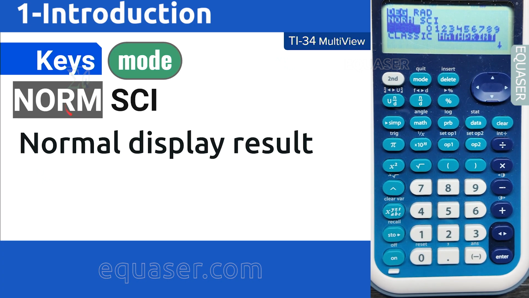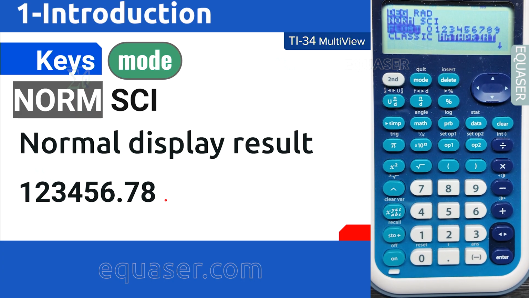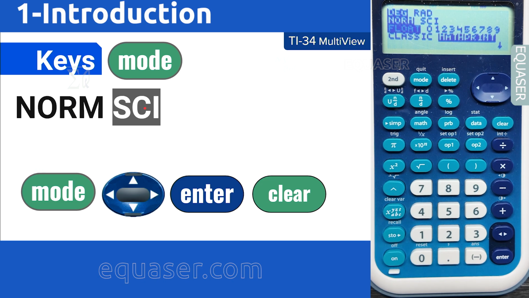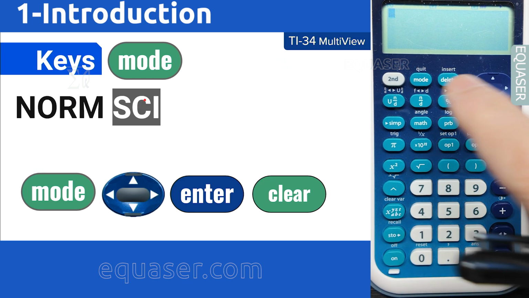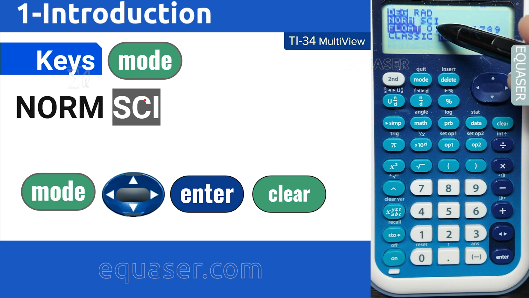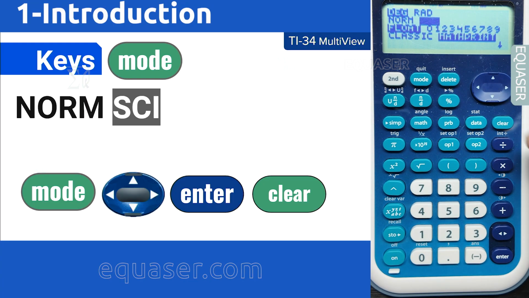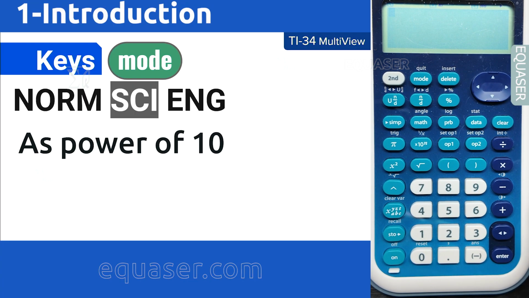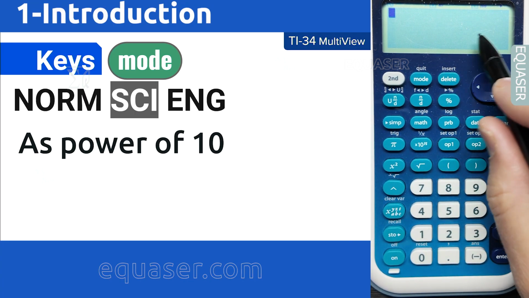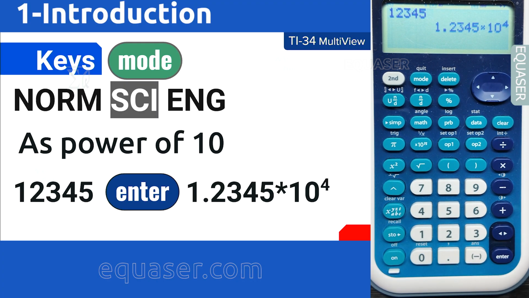It's missing. And the next line is normal or scientific. It sets the display result, something like this. But if you go to SCI, I'm pressing mode, come down, normal, go to the right, and now press enter. Now you see the highlight moved, and we are in scientific mode. And this will show the value as a power of 10, and if I do 1, 2, 3, 4, 5, simply press enter, the value is displayed like this.